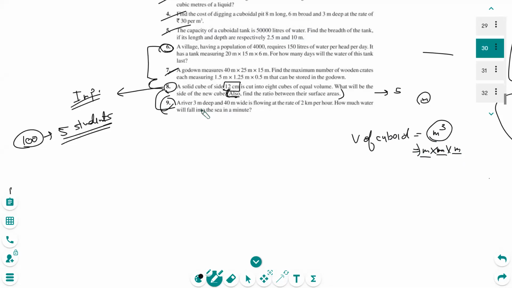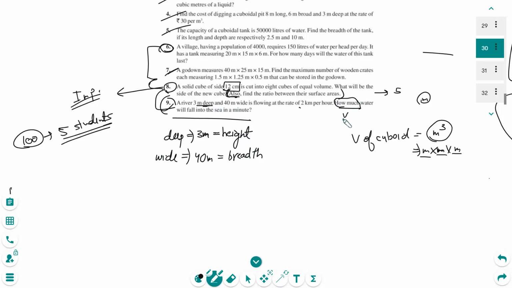I have a river. If I have to draw a river that's 3 meters deep, deep means height. And 40 meters wide, wide means breadth. Right, I hope the spelling is correct. Flowing at the rate of 2 km/h. Now this is the issue. How much water will fall into the sea in a minute? Now, how much means the volume.